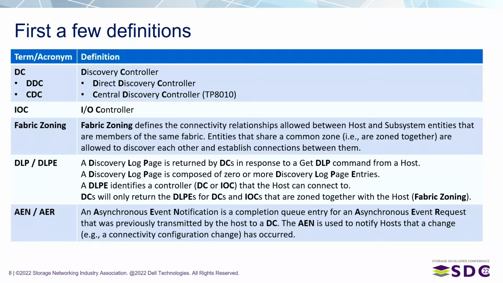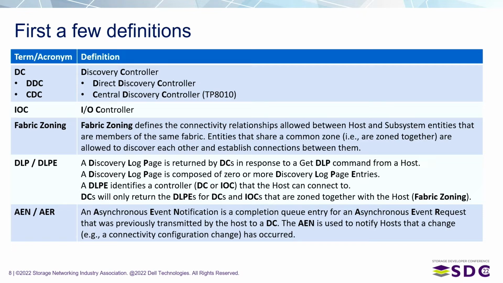So the entities that share a common zone, so are zoned together, are allowed to discover each other and establish connection between them. Then a discovery log page is what is returned by a discovery controller in response to a get discovery log page command from a host. A discovery log page is composed of 0 or more discovery log page entries. Each discovery log page entry identifies a controller that the host can connect to, and the discovery controller will only return discovery log page entries for discovery controllers and I/O controllers that are zoned together with the host. So everything is subject to the rules of fabric zoning.